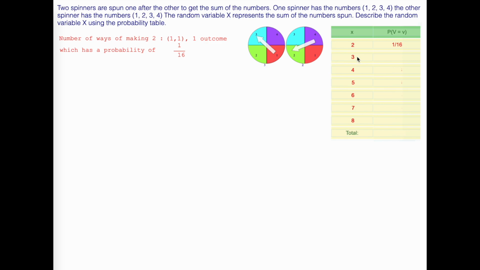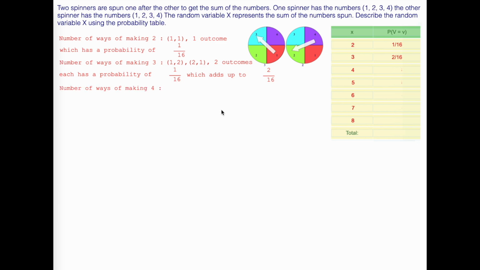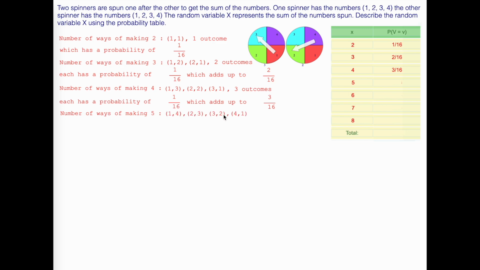The probability of making a 3, you could get a 1 and a 2, or you can get 2 and a 1. That's 2 outcomes. Each one has a probability of 1/16. 1/16 plus 1/16 is 2/16. The probability of making a 4: 1 and 3, 2 and 2, or 3 and 1, so that's 3 outcomes. Each has a probability of 1/16. In total, that's 3/16. The number of ways of making 5, you can get a 1 and a 4, a 2 and a 3, a 3 and a 2, a 4 and a 1. That is 4 outcomes, and each has a probability of 1/16, which adds up to a total of 4/16.